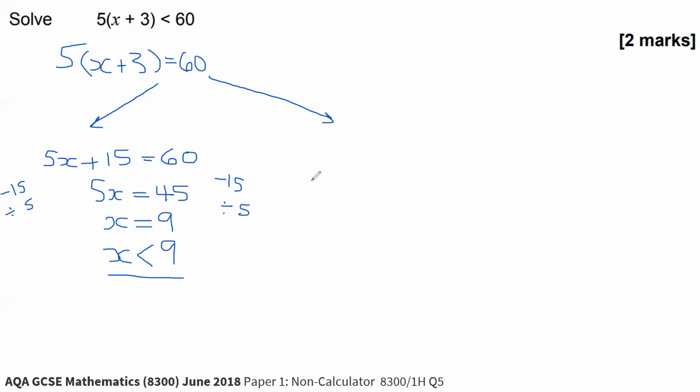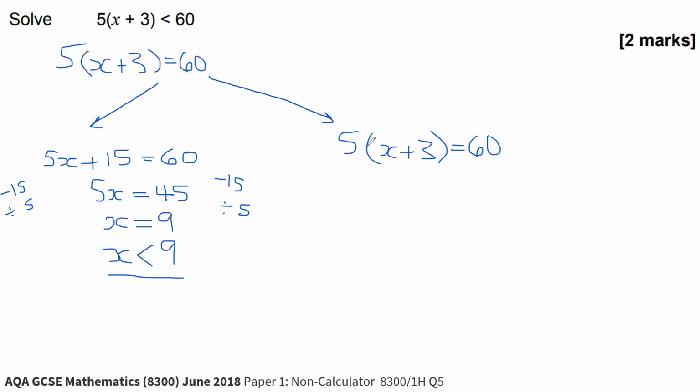There is another method that you can use, so I'm just going to quickly show you that as well, because some of you might have done it a slightly different way, and I actually think this method is probably slightly easier. If we look at this question again, we've got 5(x + 3) = 60. Again, we're going to completely forget about the inequality for now and just pop it back in at the end. That's perfectly allowed.